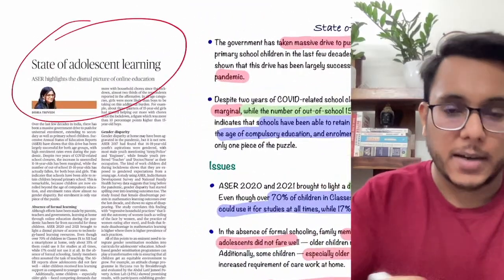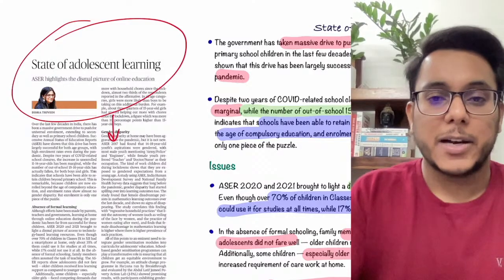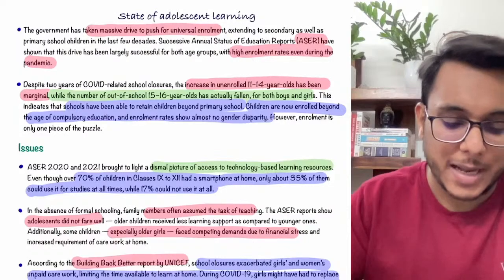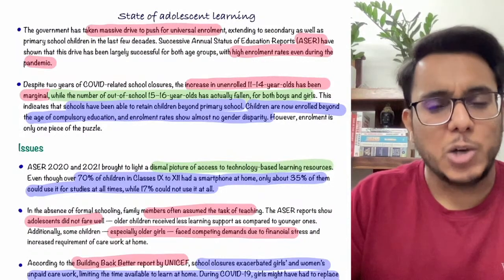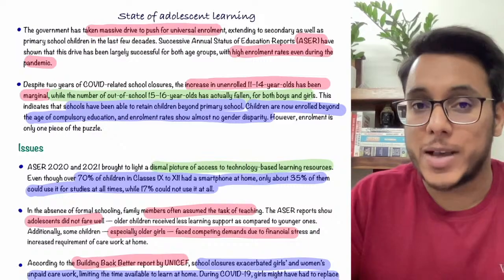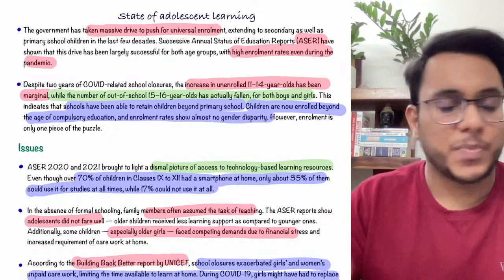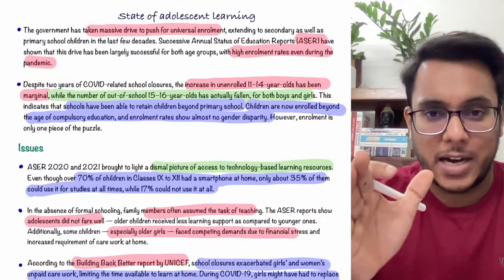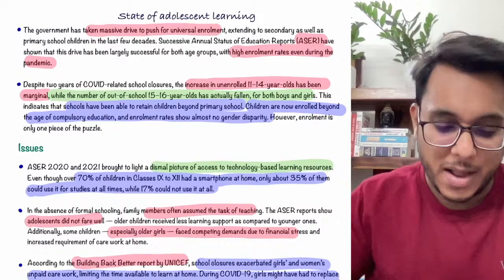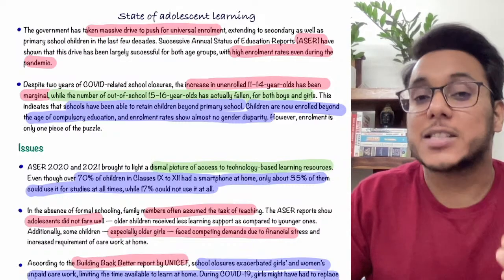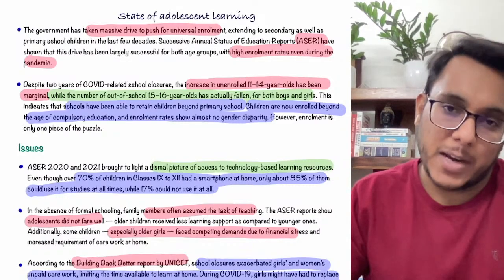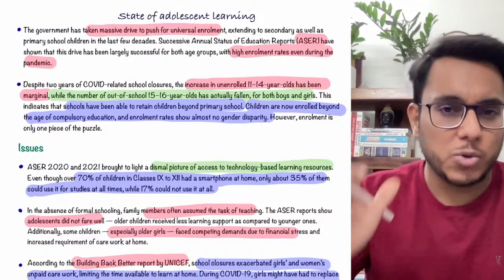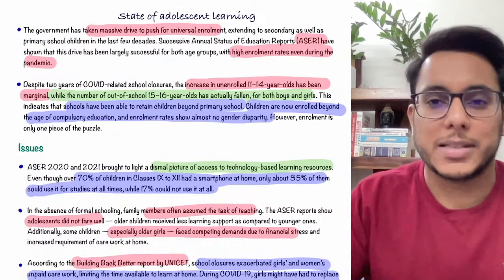State of adolescent learning. Now this particular article is taken from The Hindu newspaper, and it is talking about adolescent learning. An adolescent is a person from 11 to 16 or 17 years of age. By the way, there is no single fixed definition that only a person of this age will be called an adolescent. It is a very fluid term.